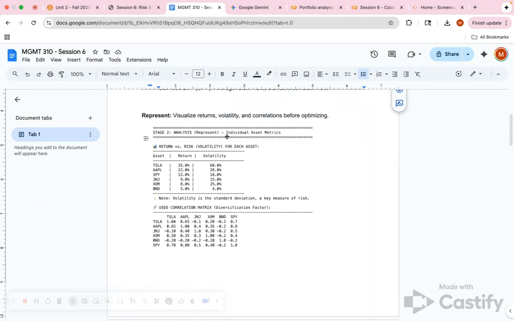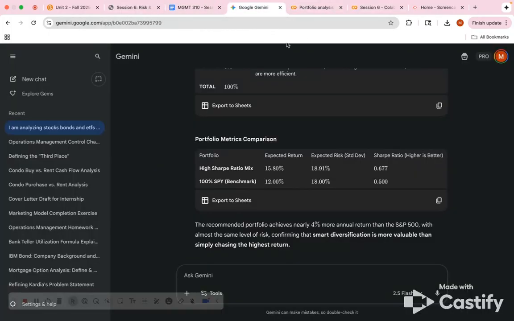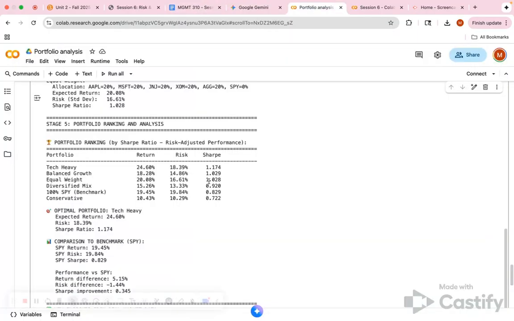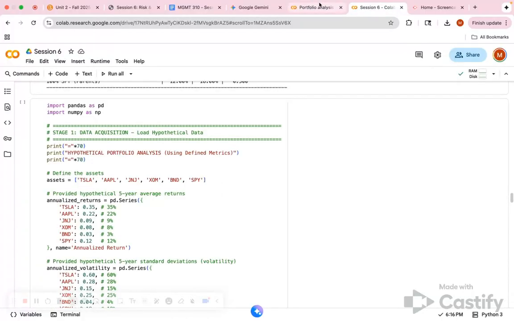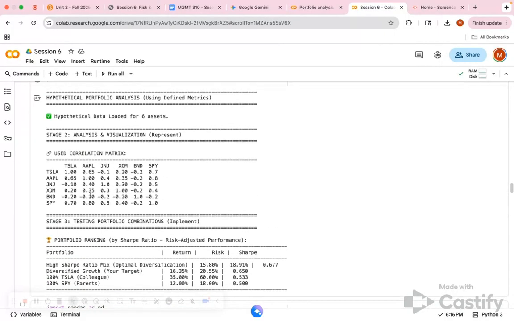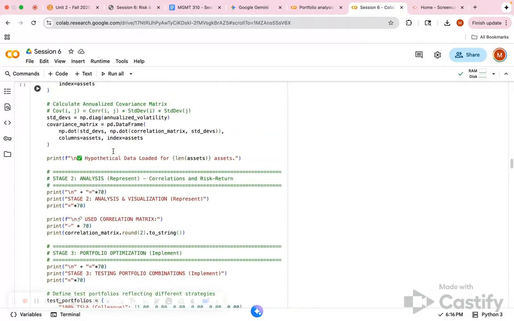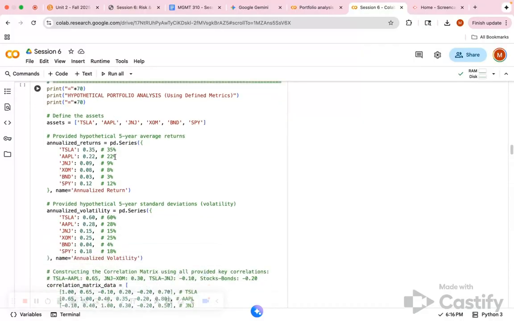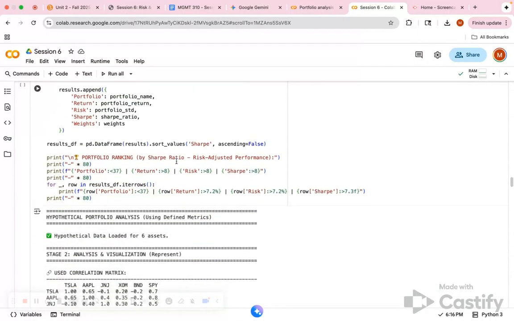Now that we know what we're trying to look for, we need to find out the return and the volatility for each asset. So first, I went into Gemini and punched in what we would do in class and asked it to model a base off of it. That is our portfolio analysis that we did in class. I asked it to give me similar code while using other data points. Let's go down to here where we asked it to run the code, and this is the analyze stage.